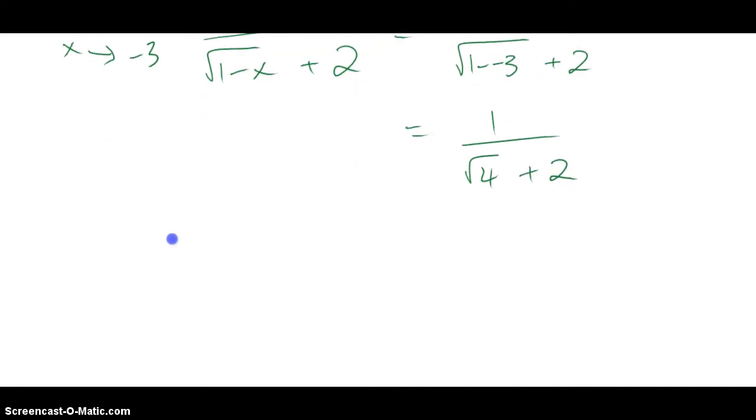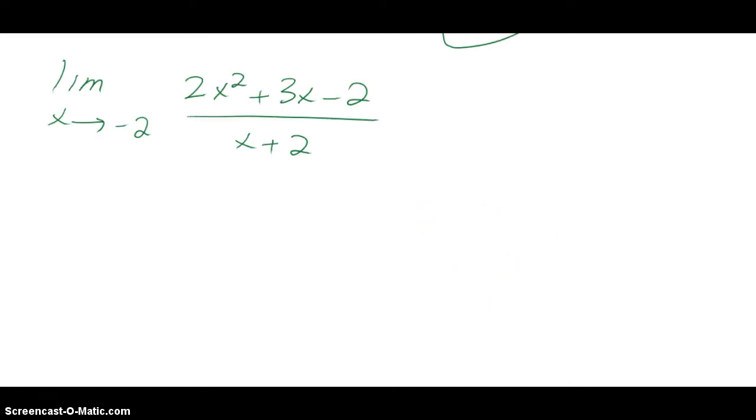which is the same as 1 over, well, that's the square root of 4 plus 2. I'm really showing all my steps here so that you can see how this is coming along. And the square root of 4 is 2, so that's just 1 over 4. There's your limit. As long as you remember how to factor here, then this question is going to seem much easier. And I'm just going to do a quick factoring over to the side here.